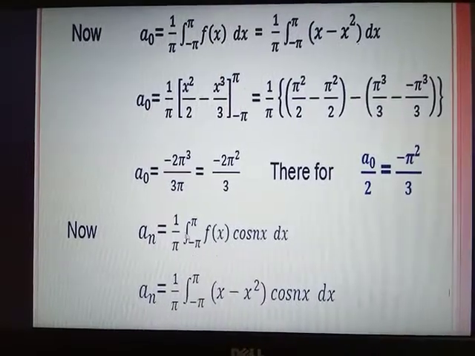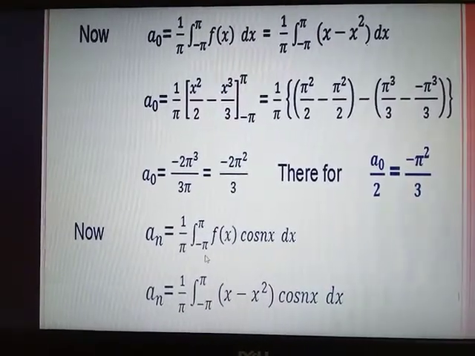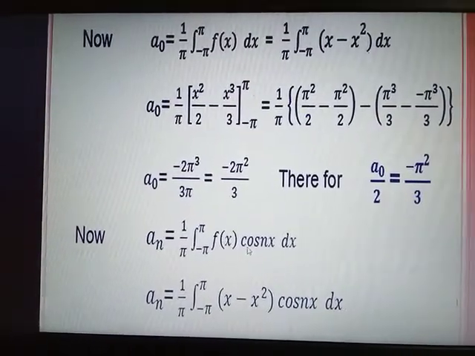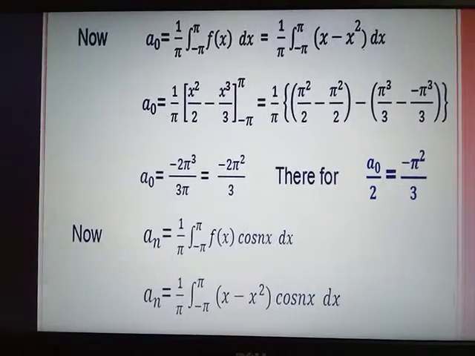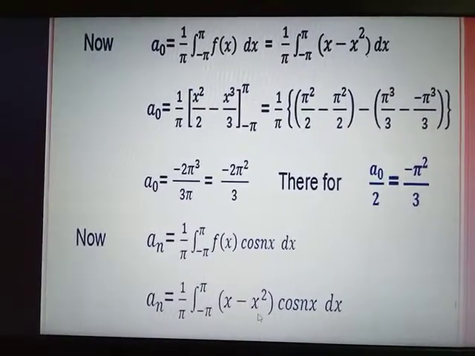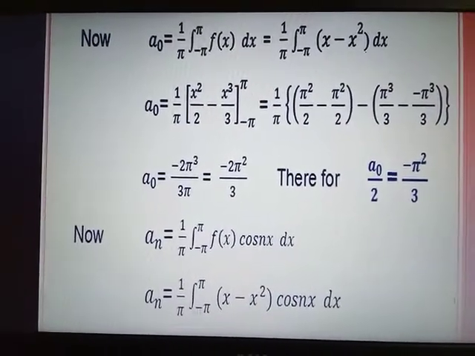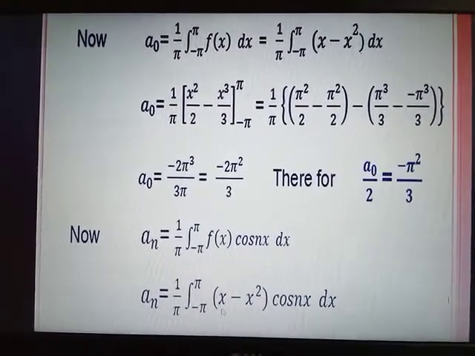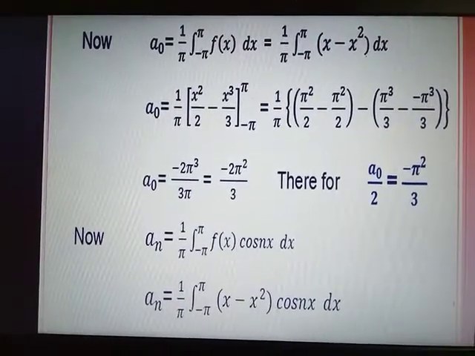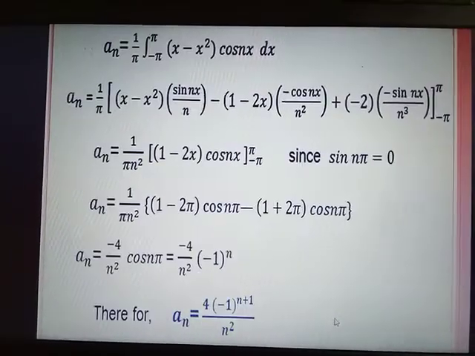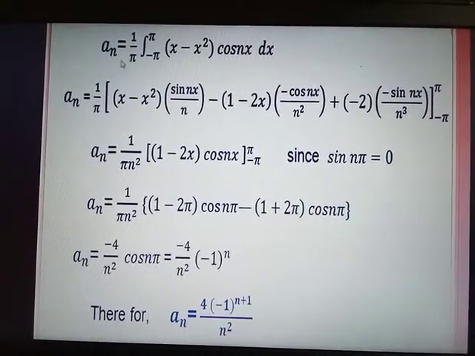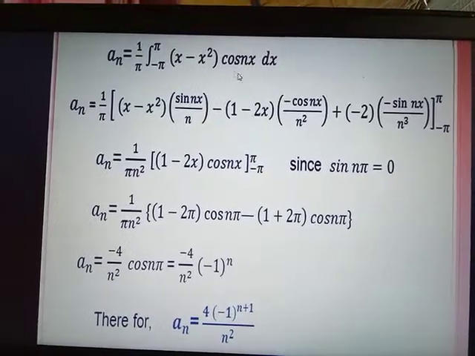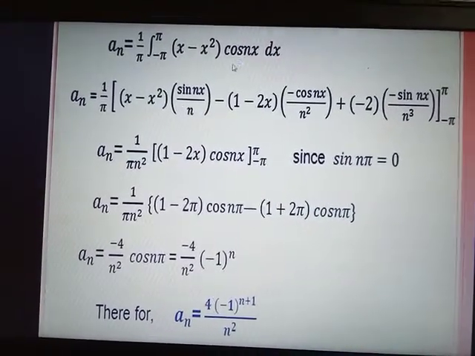Now, an is equal to 1 by pi integration from minus pi to pi f of x cos nx. We know that f of x is x minus x square. Substituting f of x as x minus x square, then an is equal to 1 by pi, limits from minus pi to pi, x minus x square cos nx dx. Write once again, an is equal to 1 by pi integration from minus pi to pi x minus x square cos nx dx. Now we have to integrate this one.